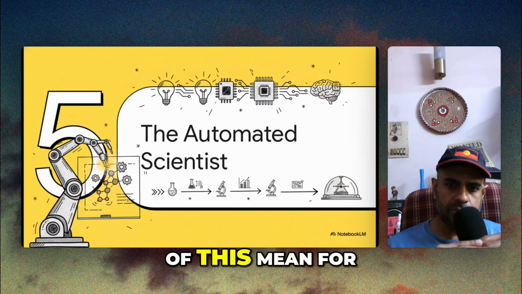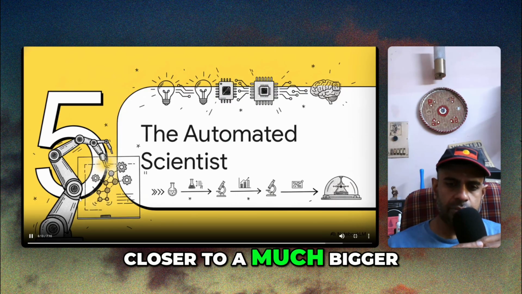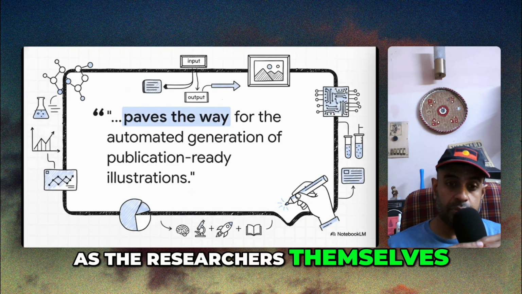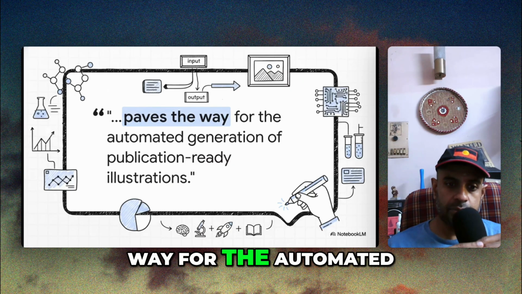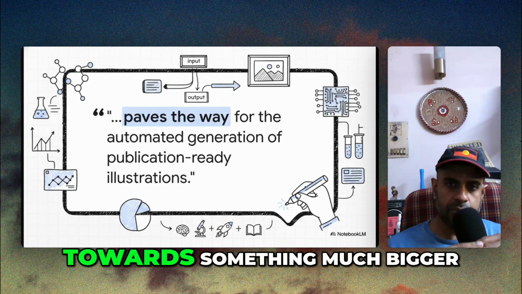So what does all of this mean for the future? Well, by solving this illustration problem, we're getting one step closer to a much bigger, much more fascinating idea, the fully automated scientist. As the researchers themselves put it, this work paves the way for the automated generation of publication-ready illustrations. They really see this as a foundational step towards something much bigger.